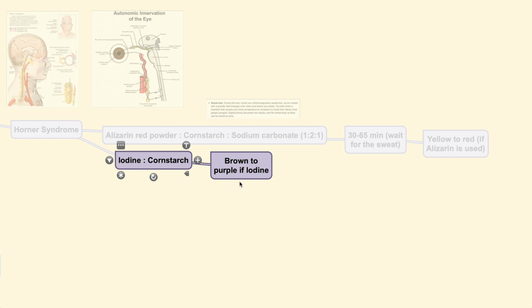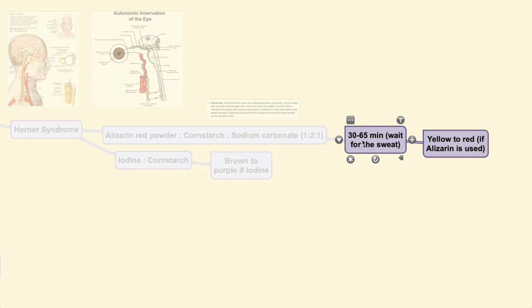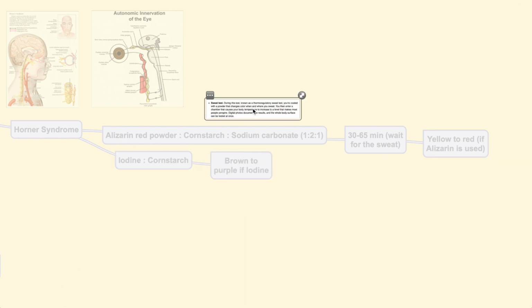Now the color change would be different. If you use this mixture, you wait around 30 to 60 minutes for the patient to sweat, generally putting the patient in an area with increased temperature so that the patient is forced to sweat. The color of the powder placed on the skin would turn from yellow to red, while for the other mixture the powder would turn from brown to blue-black if the patient sweats.